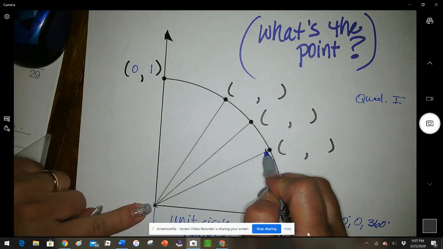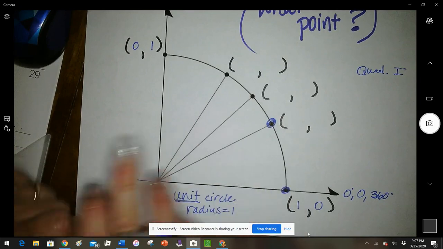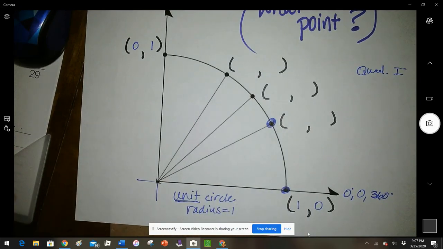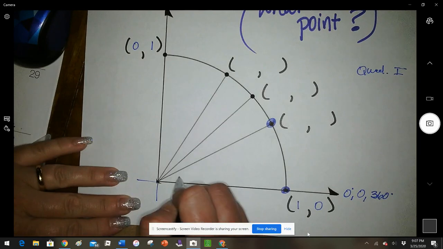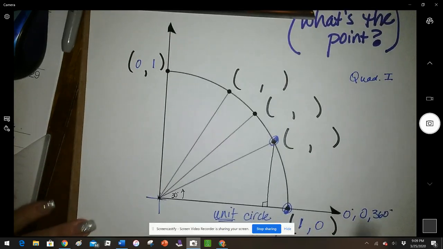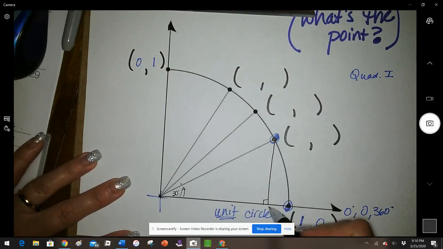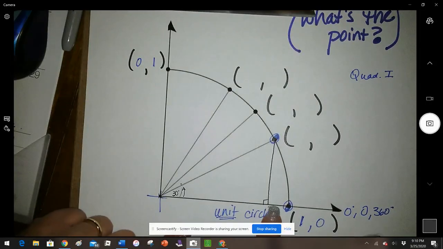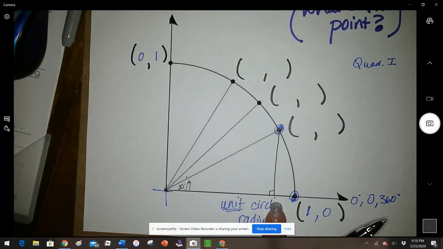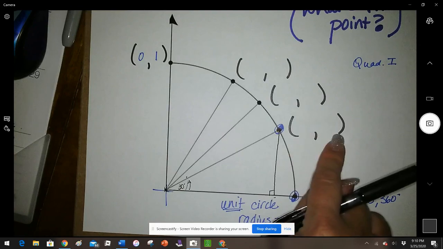Now let's see if we can figure out what this point right here is. This angle measure, from what we just did a second ago, is 30 degrees. If I drop a perpendicular line from this point at 30 degrees straight down, I end up with a right triangle. And so I can use our right triangle trig to help us come up with what these coordinate points are.